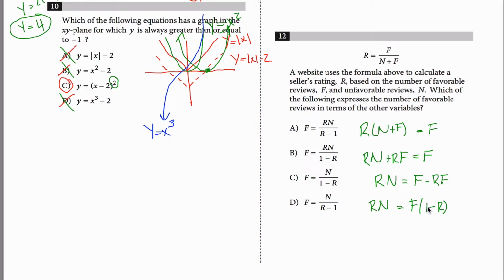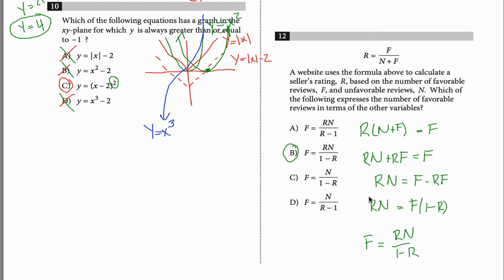The way you can convince yourself you need this 1 is if you took this f and distributed it back in, you'd need this 1 here to create this f. Anyways, to solve for f, just divide by the 1 minus r stuff, and you get f is equal to rn over 1 minus r, which looks like b. So b would be my answer.